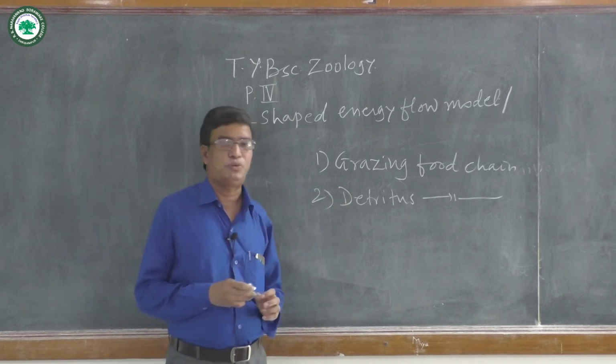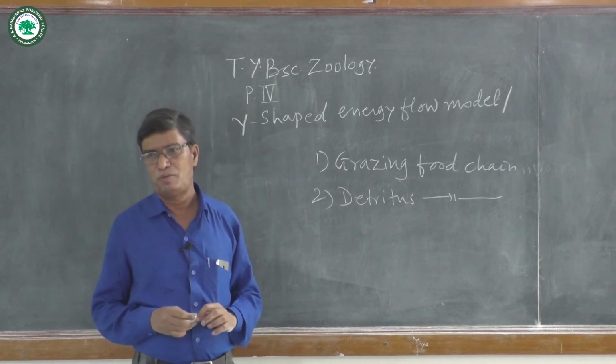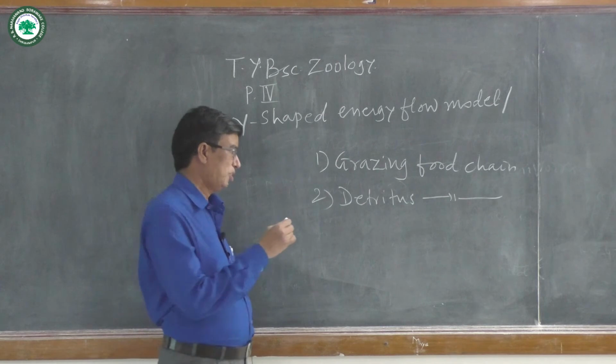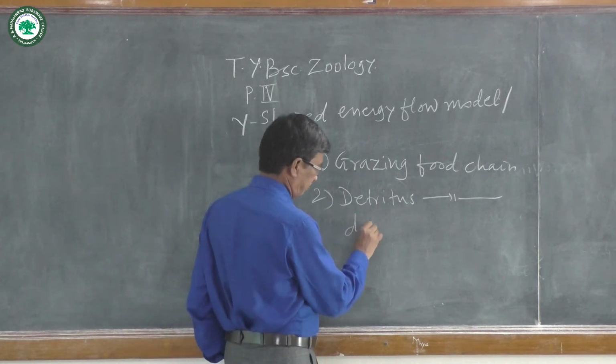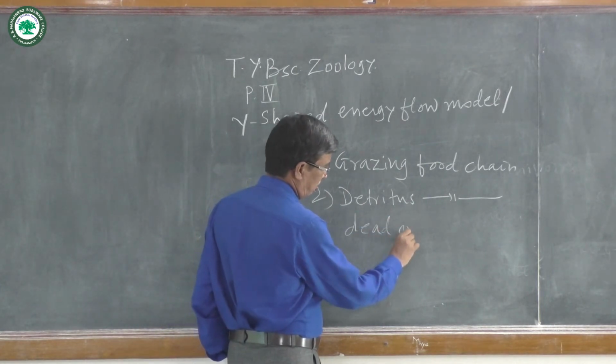And the detritus food chain starts from dead organic matter.